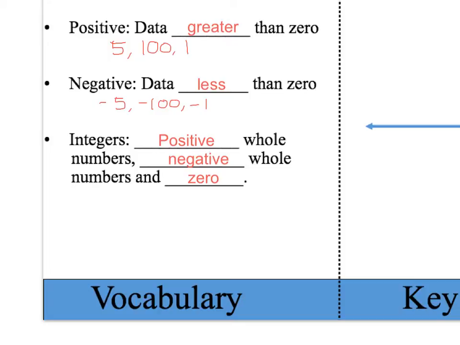Our last vocabulary word is called integers. An integer is a positive whole number. It could be a negative whole number, or it could be 0. So any three of those examples can be an integer. So for example, 5 is a positive whole number. We can call that an integer. Negative 5 is a negative whole number. We call that an integer. And 0 is also known as an integer.